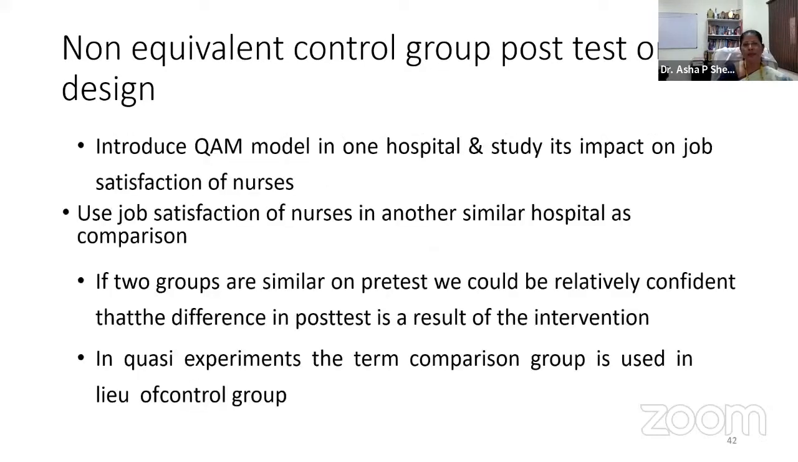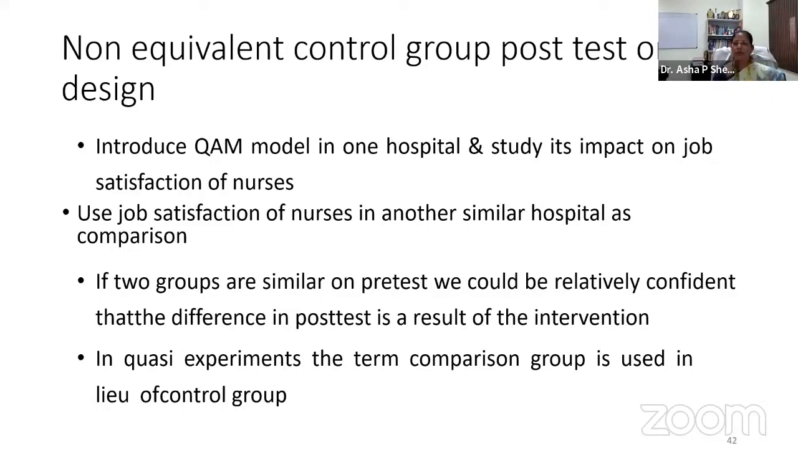Next, the non-equivalent control group post-test, with just one more example I have added. Suppose we introduce one QM model in one hospital and we study its impact on the job satisfaction of nurses. We can use the job satisfaction of nurses in a similar hospital to compare. If the two groups are similar on the pre-test, we could be relatively confident that the difference in the post-test is because of the intervention.